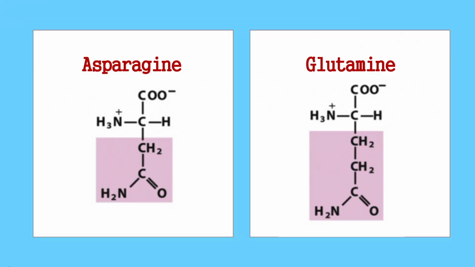In asparagine, there is 1 carbon atom separating it from the alpha carbon, while in glutamine, there are 2 carbon atoms. This is the only difference. So if you are able to identify the structure of asparagine, then you are only required to add another carbon between the R group and the alpha carbon to know the structure of glutamine.